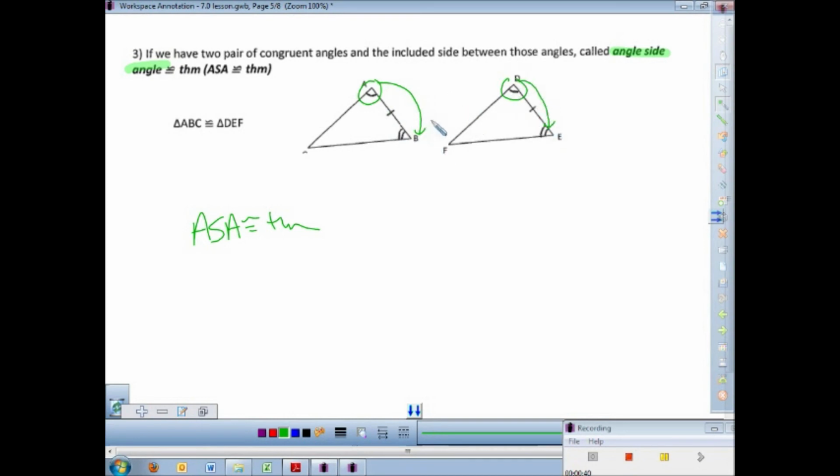So that is another way to prove that you have enough information to say those triangles would have to be congruent to each other: angle, side, angle.